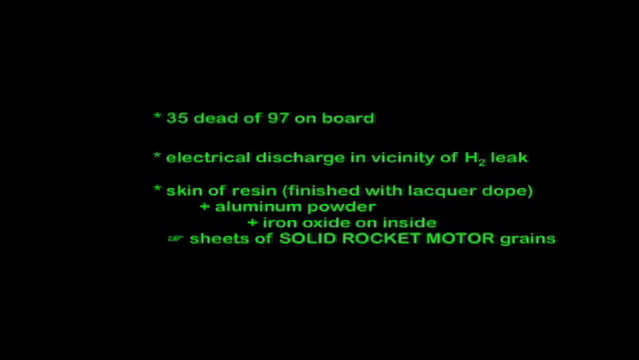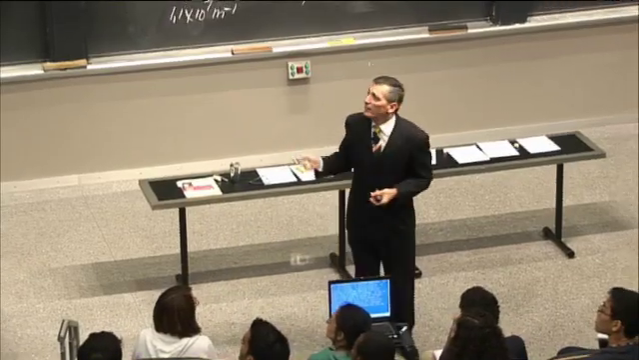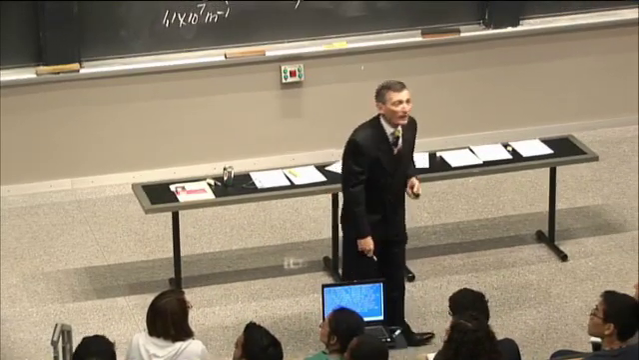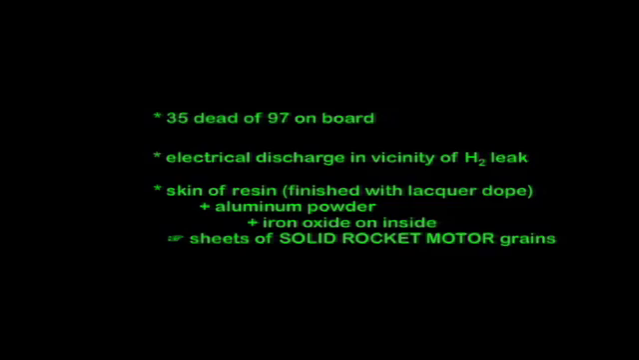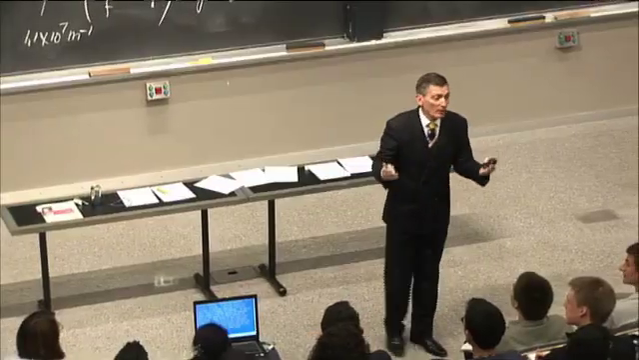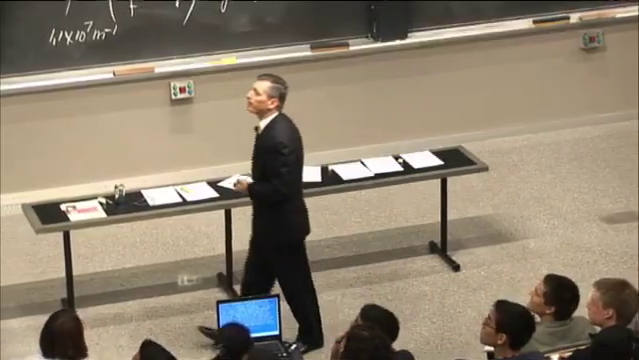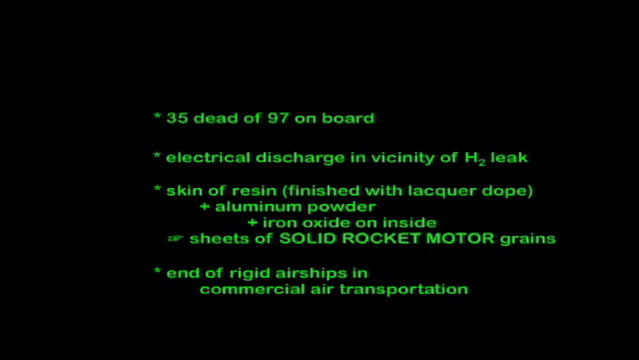And why they put iron oxide on the inside, I don't know. But this is what NASA uses for solid rocket motor grains. So when this thing catches fire, this is a thermite reaction and could be very violent. And this spelled the end of rigid airships and commercial air transportation.